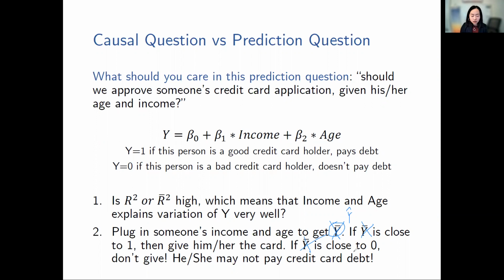Notation. Okay, so if the prediction, which is y hat, is close to 1, then chances are high that this person will pay his credit card. That as a company, you grant this person a credit card. If it's close to 0, then we won't give it, because this regression tells you that this person's predicted chance of paying the credit card is low. So as a company, you want to avoid this kind of applicants. All right. So this is the two applications in causal and prediction questions.